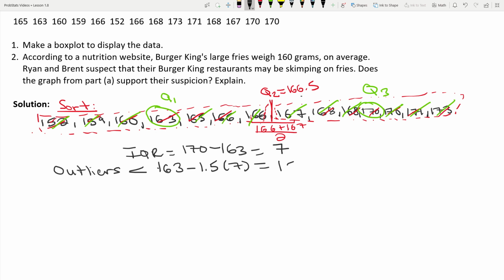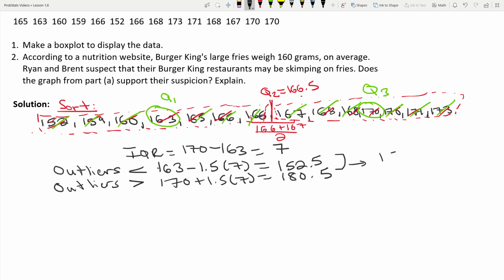Which in this case is 152.5. And then the outliers also have to be greater than 170 plus 1.5 times 7, or 180.5. So according to this, it seems that 152 grams is an outlier. All right, so we got an outlier.